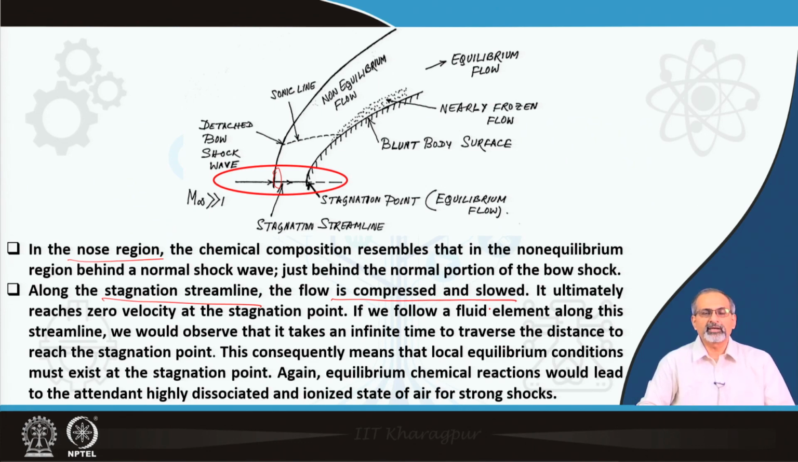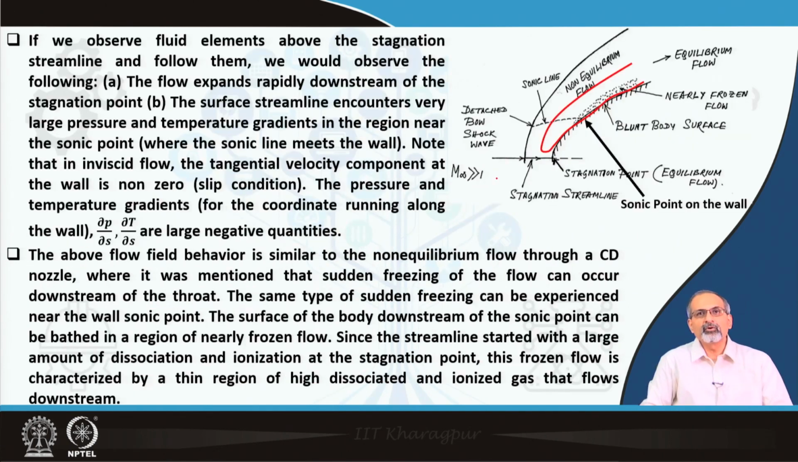If we follow a fluid element along this streamline, we will observe that it takes a very long time for the fluid particle to traverse this distance, essentially from a point like this to the stagnation point. And this consequently means that the local equilibrium conditions would exist at the stagnation point anyway, because the flow time is way larger than the chemistry time, and therefore, you can expect that the flow will be highly dissociated, even ionized, if it is a strong shock, if you follow it along this stagnation streamline. And therefore, that is the reason why we have marked this region as equilibrium flow.